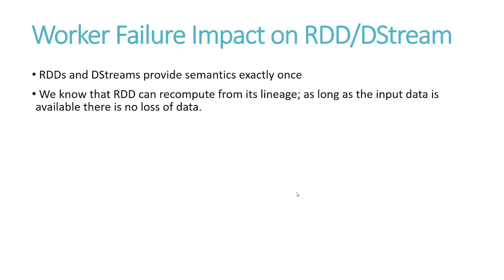Worker failure impact: under the hood there is an RDD working on it. As we know, it would be computed in a lineage. As long as that input data is available, there won't be any data loss in these streams, as under the hood there will be a lineage. So the data loss in DStream would be less compared to other streaming platforms.